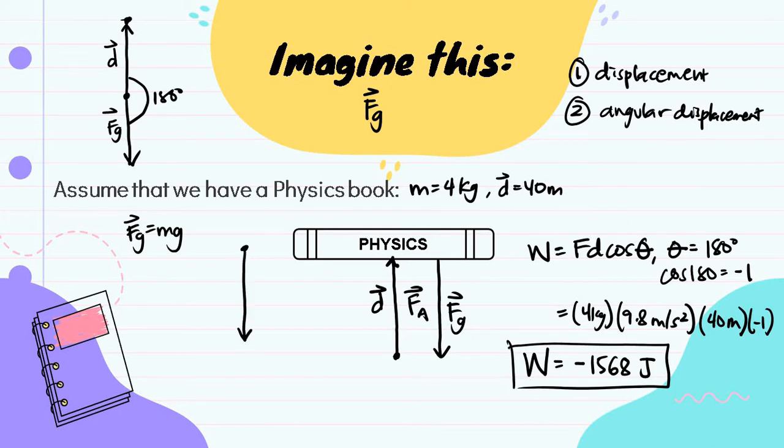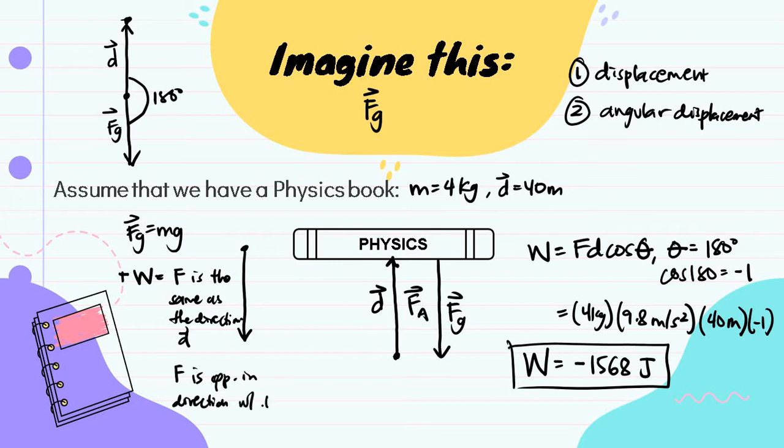So that will be our first realization about this scenario. If the force is the same as the direction of the displacement, then our work done is positive. But if the force is opposite in direction with the displacement, then the work done has a negative magnitude. So these are the observations that we have made from these two demonstrations.